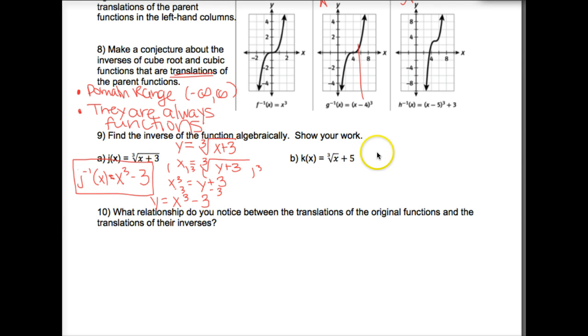On 9B, same exact steps. First, switch k of x out and put y in its place. Then switch the x with the y. Now I need to get y alone. Here, don't cube this yet. The radical isn't alone. So if we want to get this alone, we have to move the 5 first in this case. You can see why we had 2 examples here instead of just 1, because your process looks a little bit different.